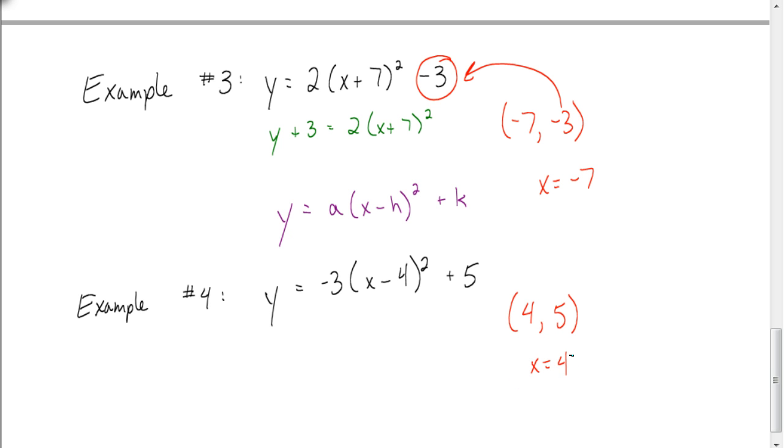So that's how we find the vertex and the line of symmetry when we're given an equation in vertex form. So hopefully this made sense to you, and good luck on watching your other videos.